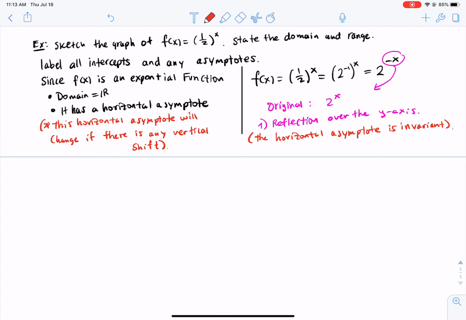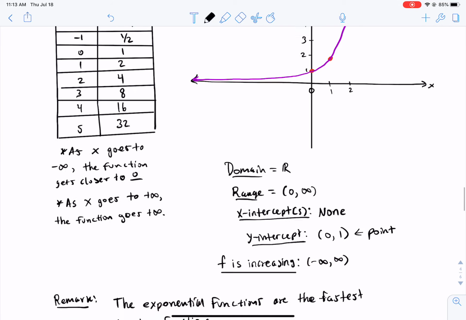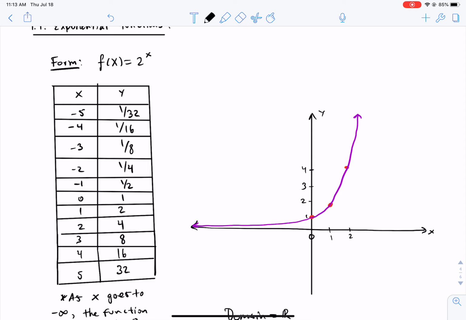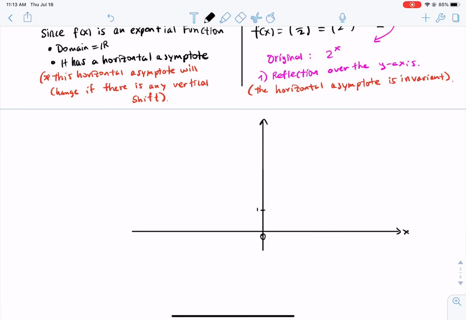So let's see. Here is the y-axis and the x-axis. We know that at 0, the value of the function will be 1. And this is how 2 to the x was. What do we have to do to this one? We have to reflect this over the y-axis, so it will look like this.